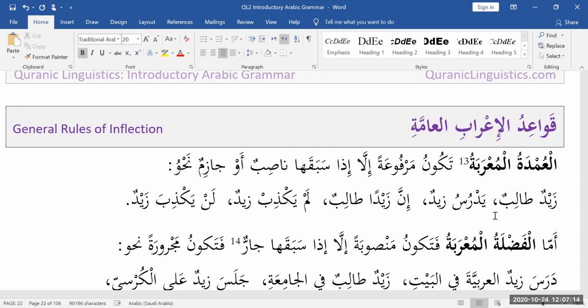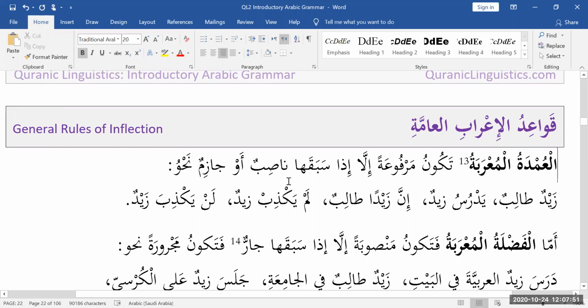Now you can tell that there's a root in here, nun sad ba, and it sounds similar to nasbun and jazmun. Nasib is ismul fa'il and nasb is masdar. Jazim is ismul fa'il and jazmun is masdar. So what's a nasib? What's a jazim? A nasib is a word, and we will see in just a minute, that causes the word after it to become mansub. In other words, to enter into nasb state. It forces the word after it to enter into nasb state.